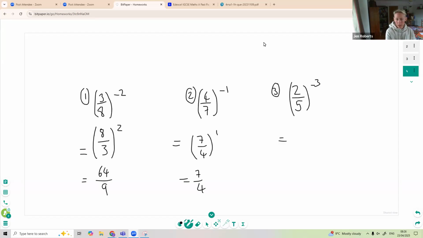So the negative part means you flip. And then we're cubing everything. 5 cubed, 2 cubed. Okay, so maybe watch my recording on fractional powers now.